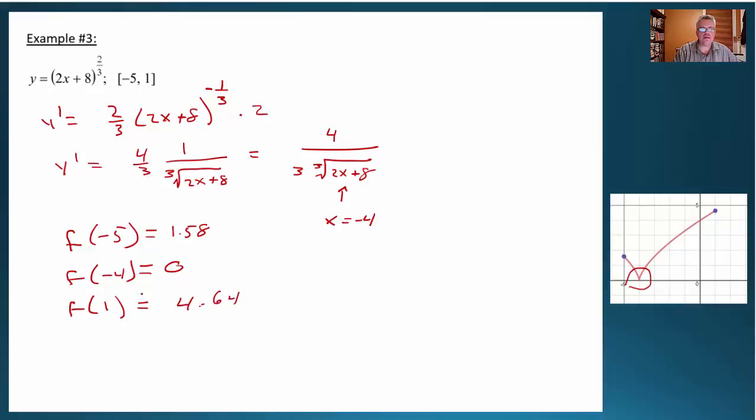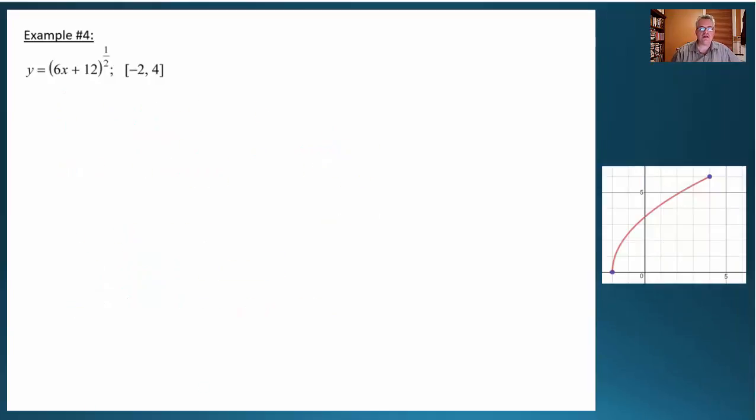Okay, so this one is the absolute min. And this one is the absolute max. As confirmed in the graph, we see this critical point here is the absolute minimum, and this endpoint is the absolute max. Alright, we're half finished.